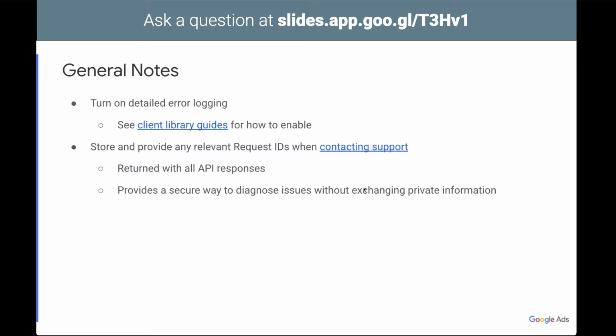Some general notes to help you make the best use of your debugging process as you're developing with our API. We recommend that you turn on detailed error logging, which is different for each library. So do please check the guides to see how to enable that. We also ask that if you do encounter a problem and need to contact support, do hold on to the request ID. These are returned with the error, actually with all responses, and this will allow you to communicate with support personnel about the problematic request, allowing us to look it up without having to exchange private information.